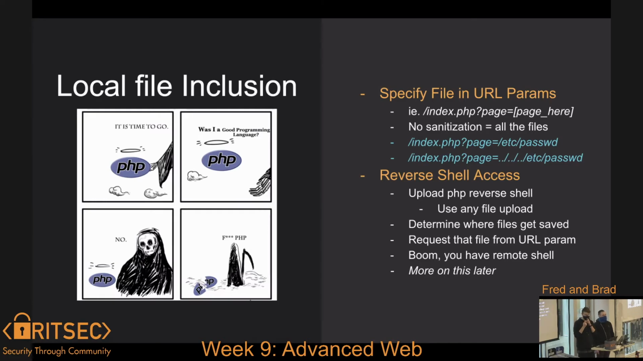And if we have a file upload on the website, and we know where those files are being stored on the server, we can upload a reverse shell, and we can use a PHP reverse shell because our web server already knows how to talk PHP. So we upload a PHP reverse shell. We figure out where the files are saved. We then request that file through our local file inclusion, and boom, you have a running remote shell. Now you have access into the server.